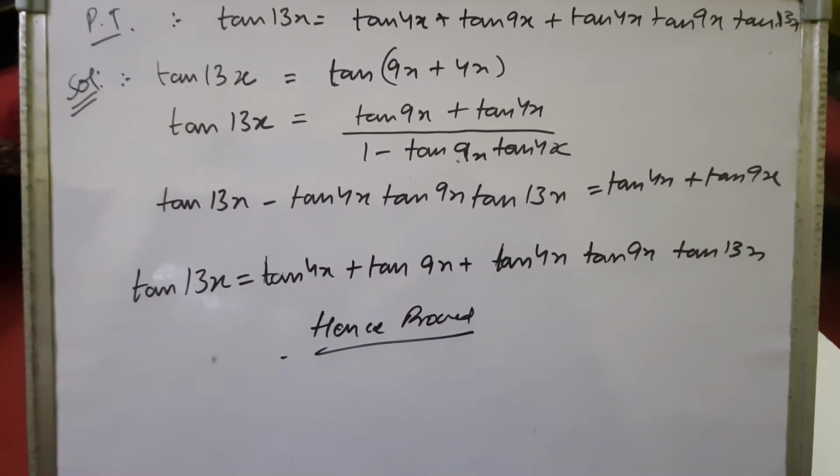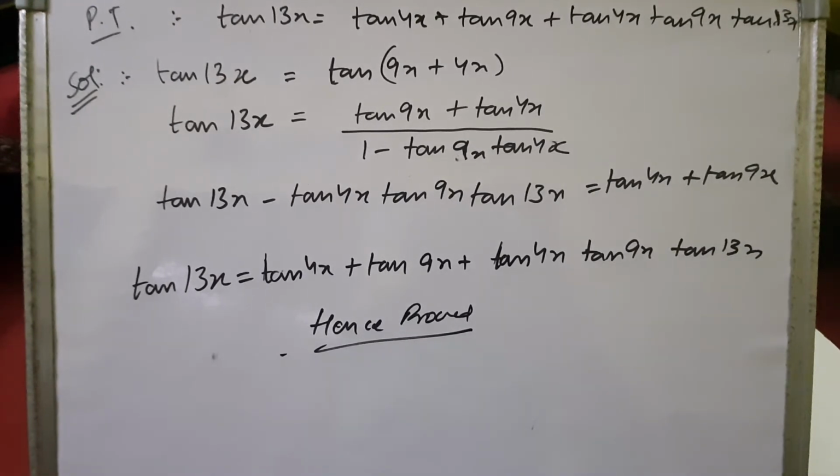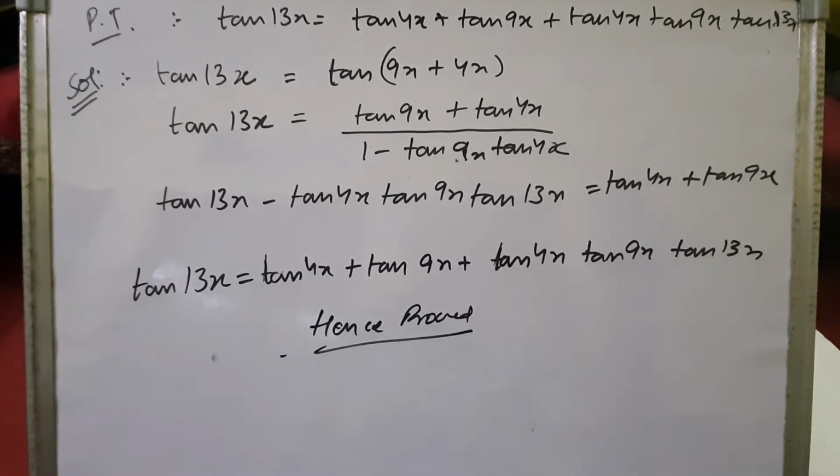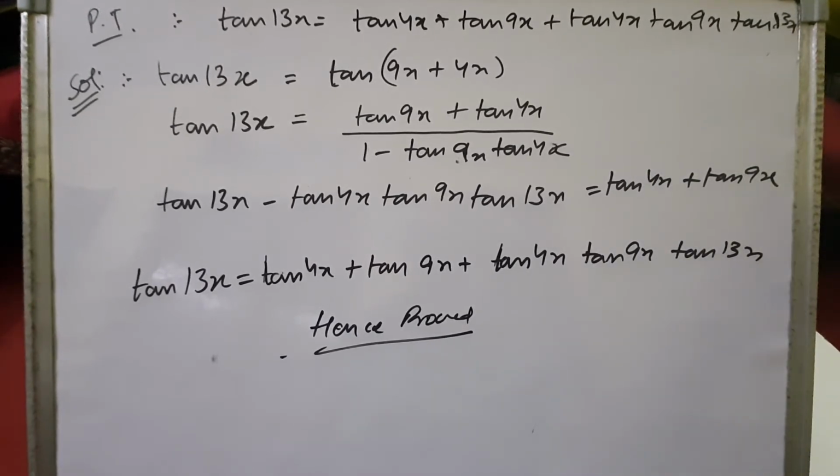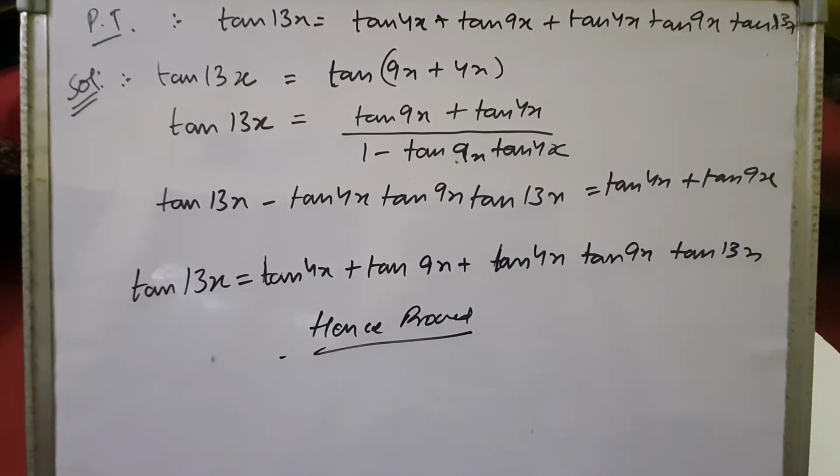Let's see another sum, children. In this sum we have to prove that tan 13x equals tan 4x plus tan 9x plus tan 4x, tan 9x, tan 13x. Right. Let's see the solution, children.